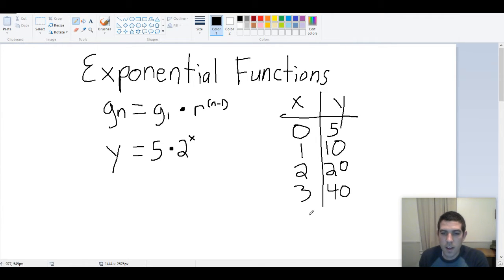And let's go ahead and raise 2 to the fourth power. 2 times 2 times 2 times 2 is 16, and 16 times 5 is 80. And again, we get a doubling. So it works. We have our sequence up here, and here's our exponential function. Notice that this way only works if x starts at 0.